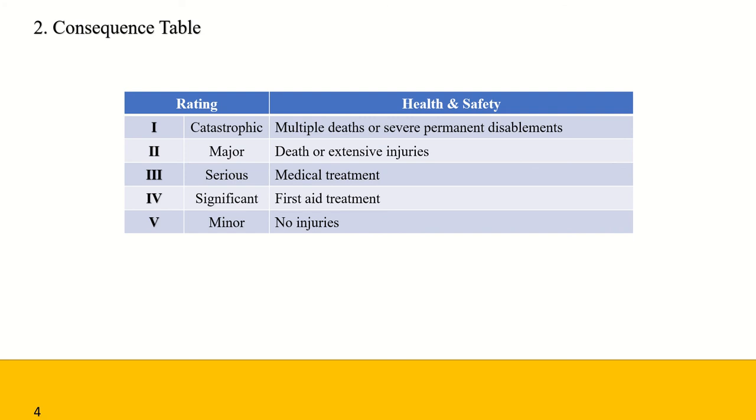This table provides an example of a consequence table for the health and safety aspect of excavation project. Each of these ratings represents ascribed consequences. For example, minor will be considered as no injuries, or serious will be regarded as medical treatment.